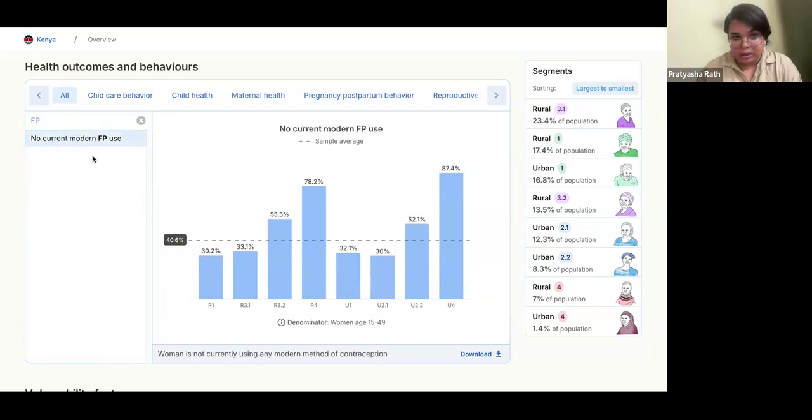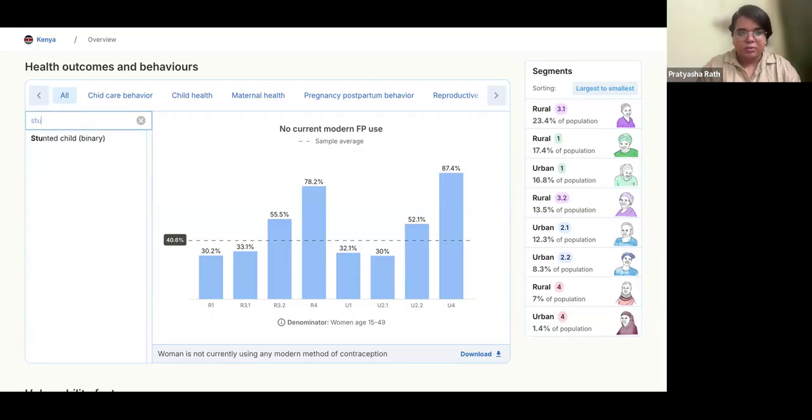So there is an indicator on no modern family planning usage, and I can already see some population segment level distribution, where the most vulnerable segments, say the R4 and the U4, are above 70%, like 75% of women and more who don't use modern contraceptives, while there are some segments which are around the 30% mark, but generally most segments have around just 30% to 70% of modern contraceptive usage. That's like the highest usage you would see. So you're already starting to see what these outcomes are.